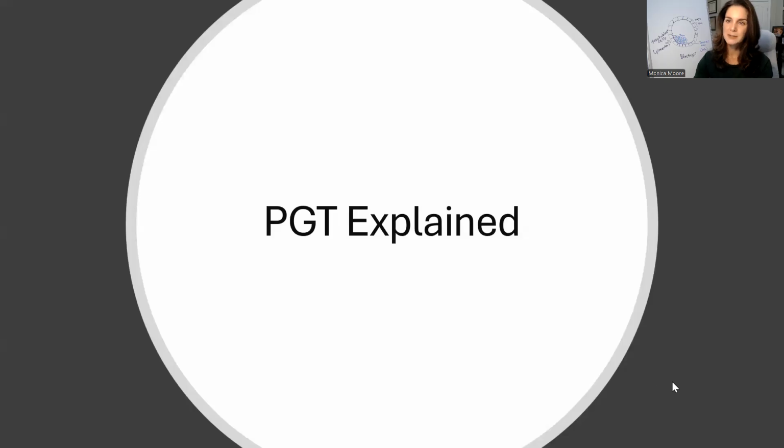Okay. So, as I said, what PGT stands for, and what that means, is we now have the ability to test embryos, which are at what's called a blastocyst stage, which we'll talk about, prior to implanting or transferring them back to you, so that we can make sure that they have the right number of chromosomes. There's a couple of terms that you might hear.